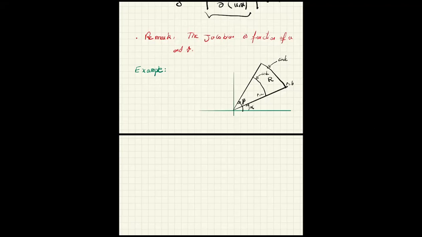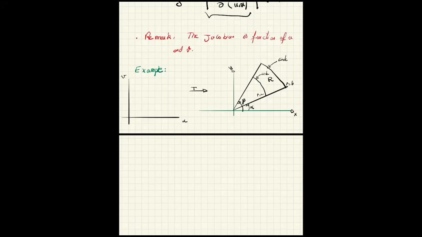Okay, so now the idea is how can we integrate over R? This is the x, y plane, and we would like to find a transformation T such that we have a simpler region here in the uv plane.